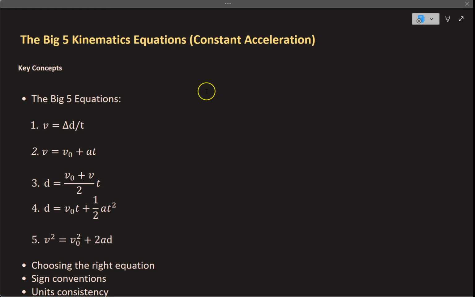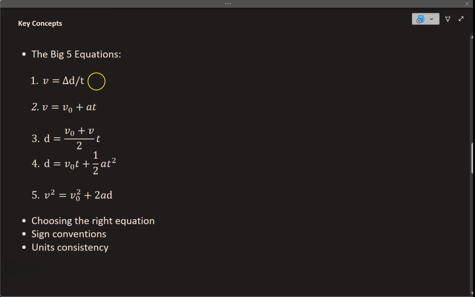In this lesson, we're going to talk about how we're going to use the five kinematics equations. These are the parent equations, obviously, and they're all part of constant acceleration. We're talking about constant acceleration. The big five equations, these parent equations, are given right here. I wrote them down for you.